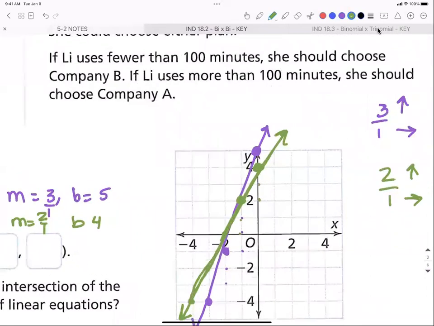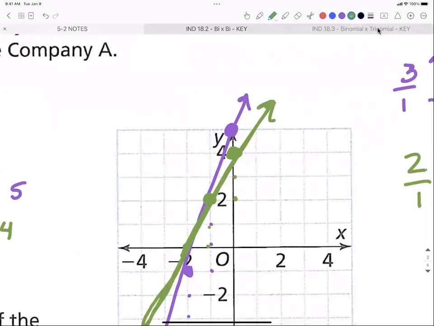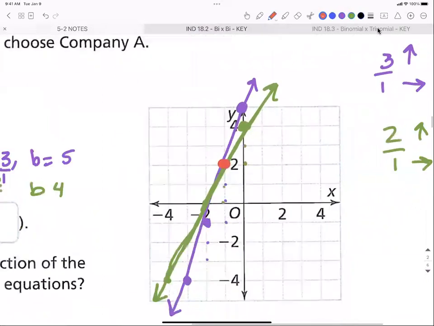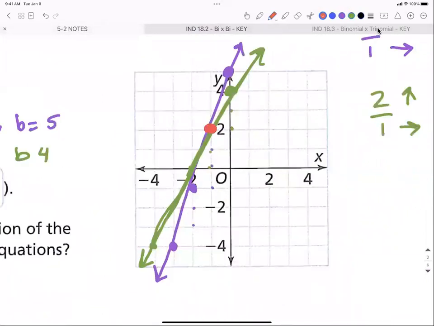But what we did find when we counted down 3 and backwards 1 on purple and down 2 and backwards 1 on green, we noticed that both of them landed a point right here. So we know from counting our slope, we know that they both landed there. So we know that that's the one place where they crossed.